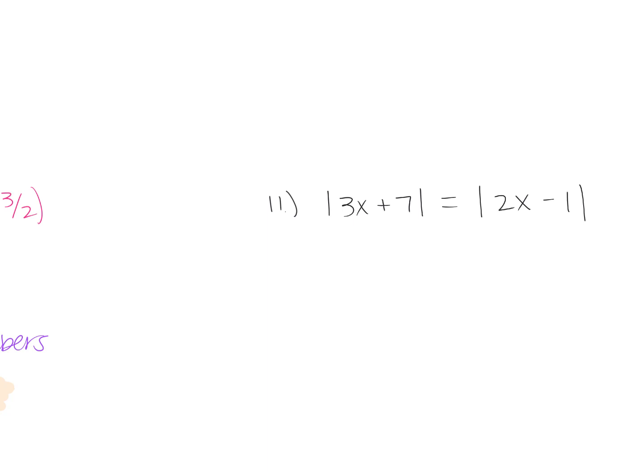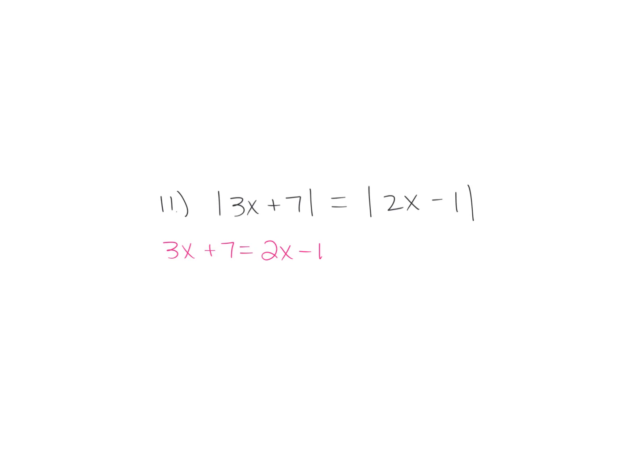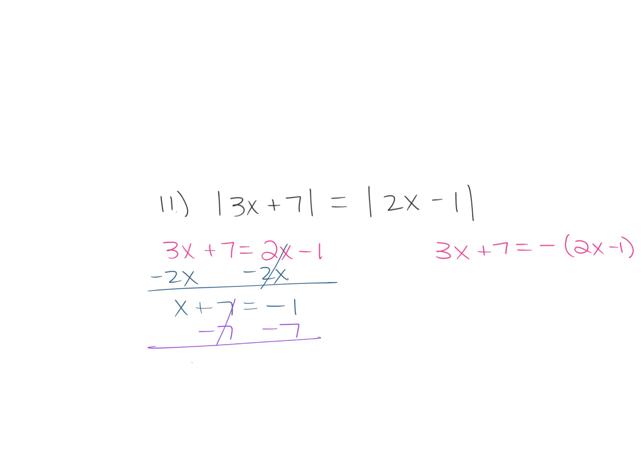So one's just going to be 3x plus 7 is equal to 2x minus 1. The other one is going to be 3x plus 7 is equal to the opposite of 2x minus 1. And then, like I said, you just solve both of them. So if we work with the one on the left first, we're going to subtract the 2x from both sides. That gives us x plus 7 is equal to negative 1. Then you subtract your 7 over, and that gives you x is equal to negative 8. So that's one of your solutions.